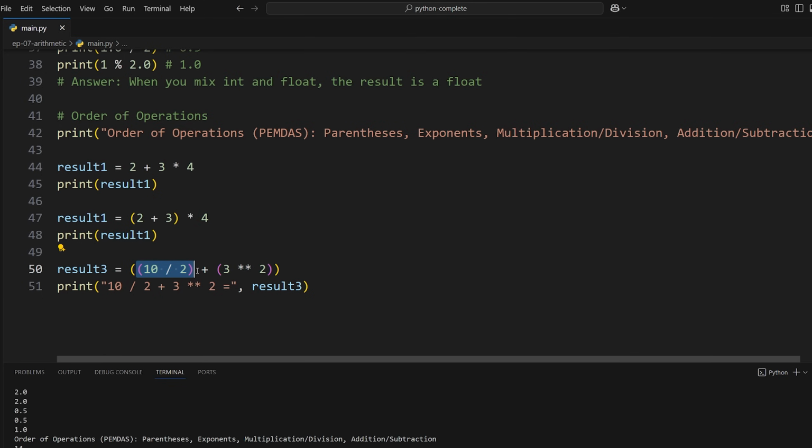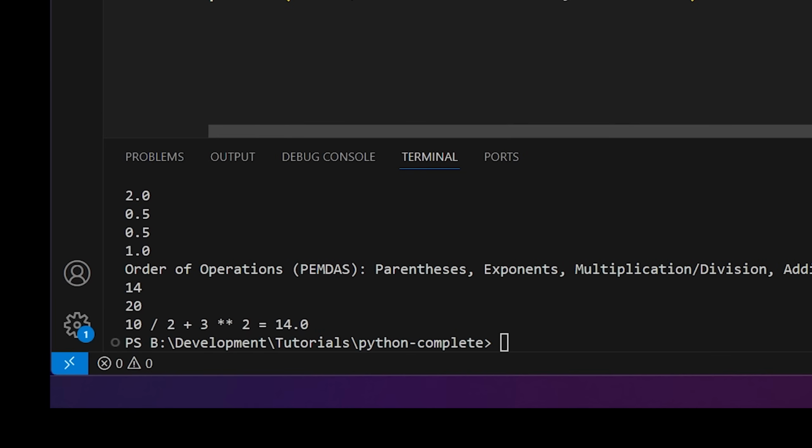So this is another way of explicitly saying how the operation will be done. So these first two will be done independently. So 10 divided by 2, 5, and then 3 squared, which is 9. So 5 plus 9, 14. Let's run it. There we go, we get 14.